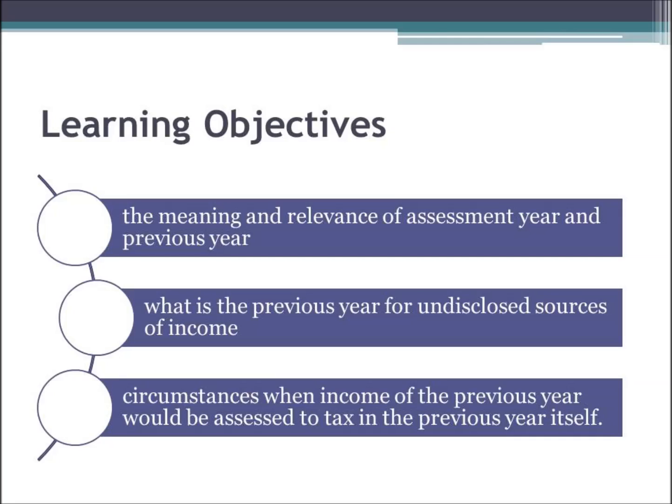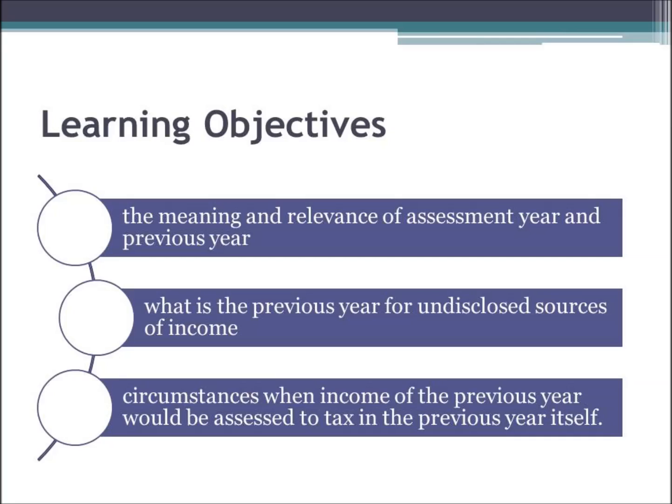Second is, what is the previous year for undisclosed sources of income. We'll understand what are undisclosed sources of income and what is the previous year for these types of income. Generally, previous year is defined, and in these exceptional cases the previous year is defined differently. So we need to differentiate between them and understand very clearly what is the definition of previous year in the general phenomenon and general terms, and what is the definition of previous year in these exceptional cases.